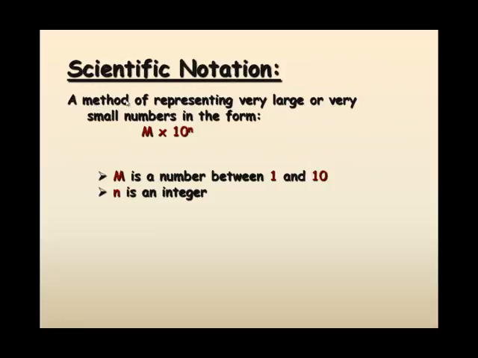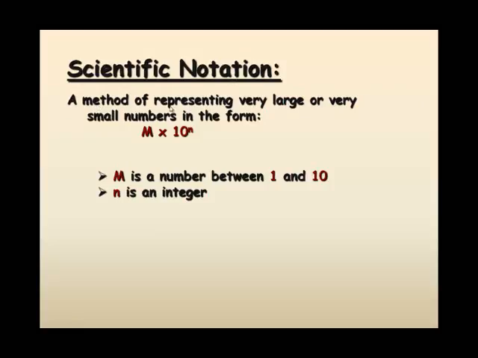So scientific notation is just a method of representing very large numbers in a standard format. This m, sometimes called the coefficient, is a number between 1 and 10, okay, and n is an integer.